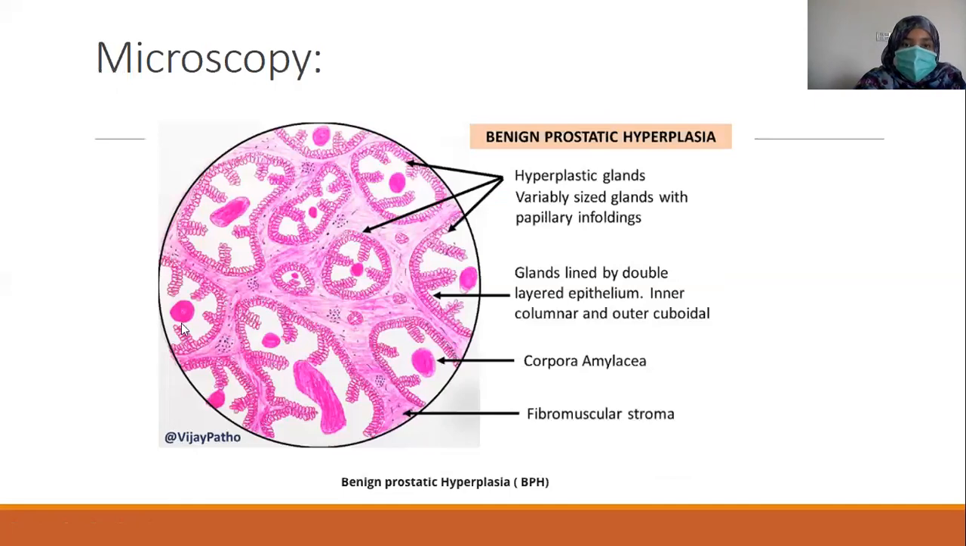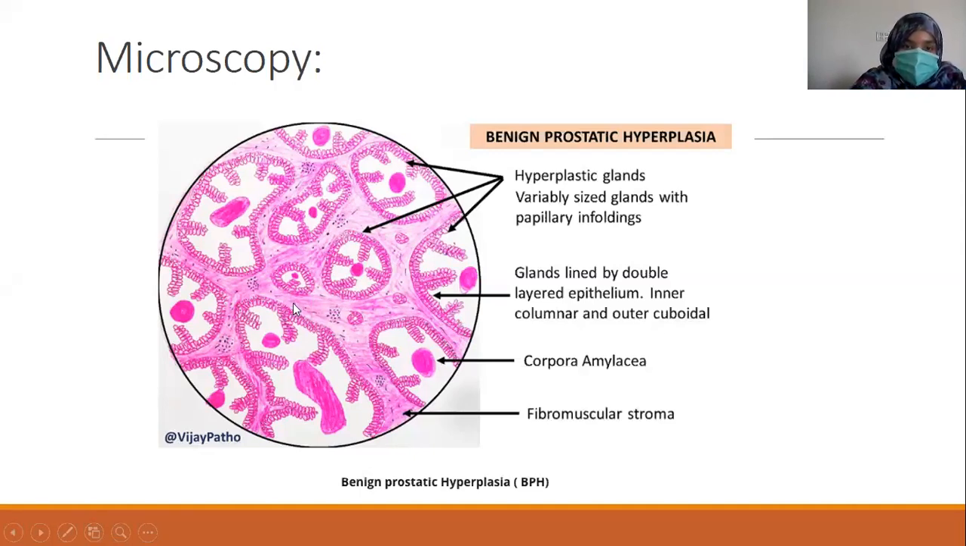Microscopically, I have taken this picture from the internet. It's a beautiful picture. This is what you draw in your notebooks with H&E pencils. These are the glands, this is a gland, another gland, another big gland. What happens to the glands? They become hyperplastic. So there are papillary infoldings in these glands. You can see these papillary infoldings due to hyperplasia of the glandular component, as well as the stromal.